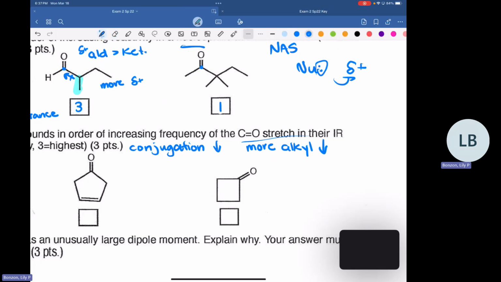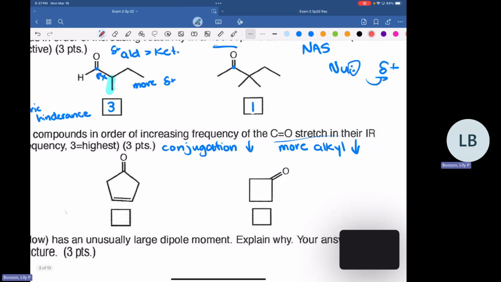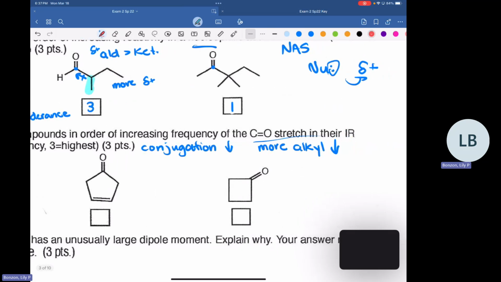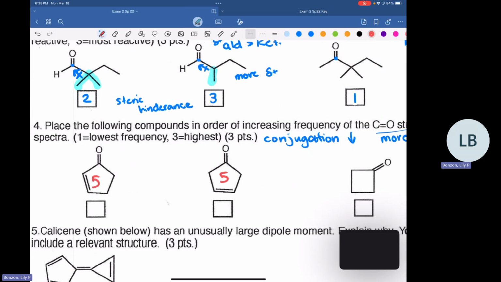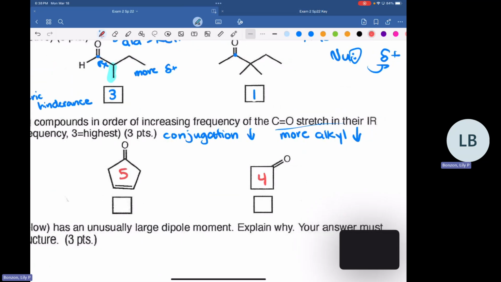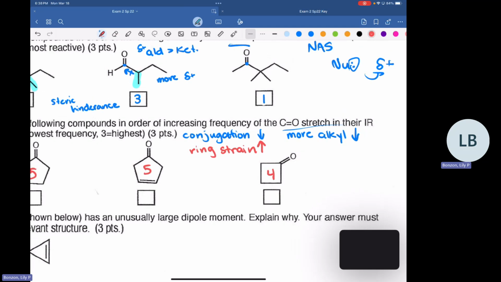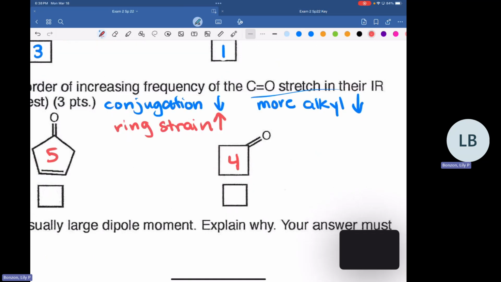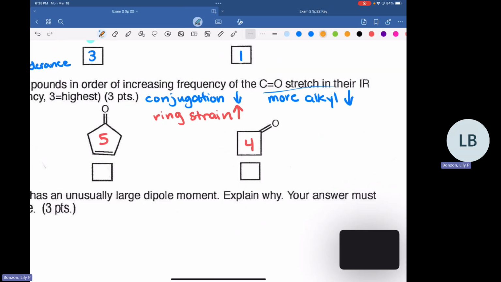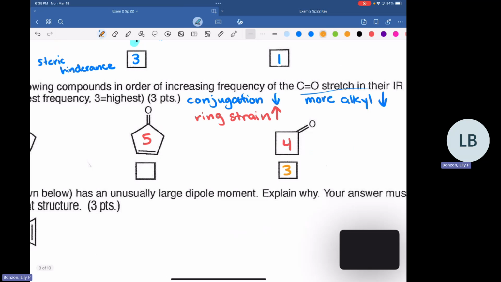And then in this case, we have different size ring structures. So we have a cyclopentane, we have a cyclopentane, and we have a cyclobutane. And so ring strain is going to increase the frequency by a lot. So just keep those in mind. When we look at these structures, we've got two cyclopentanes versus a cyclobutane. Since the cyclobutane is a smaller ring, it's got more ring strain. So this one is going to be the highest frequency. So we're going to say that one's number 3.